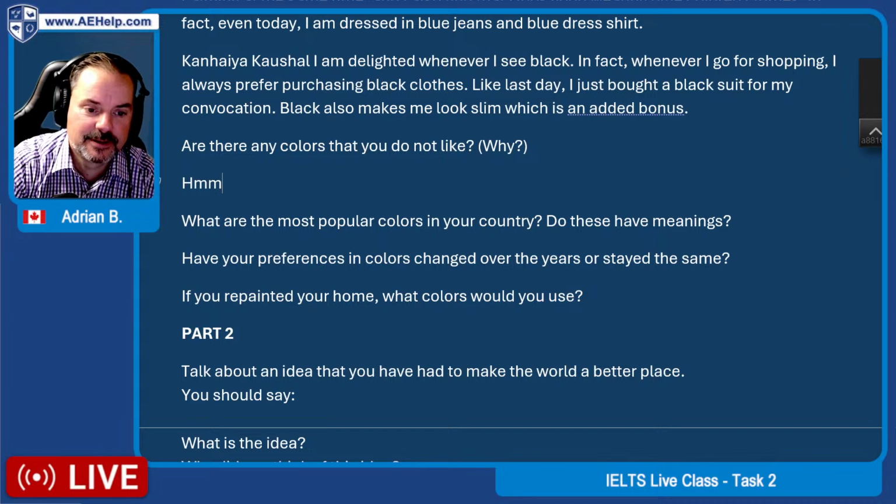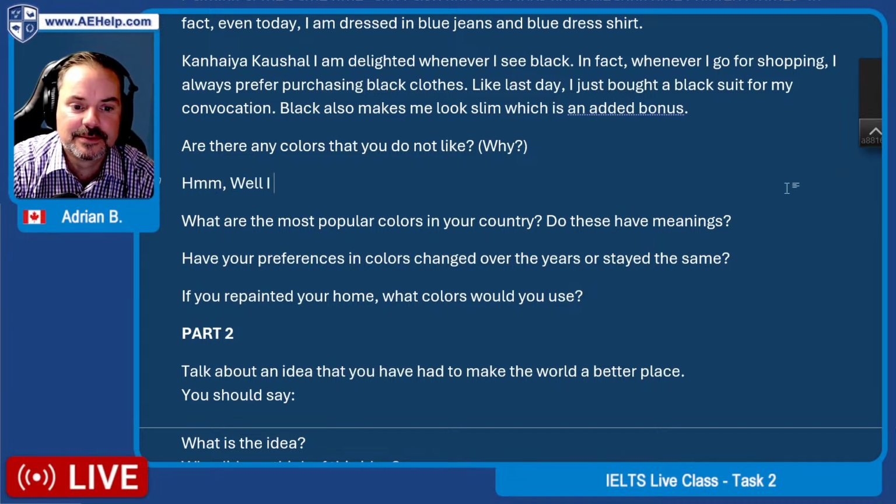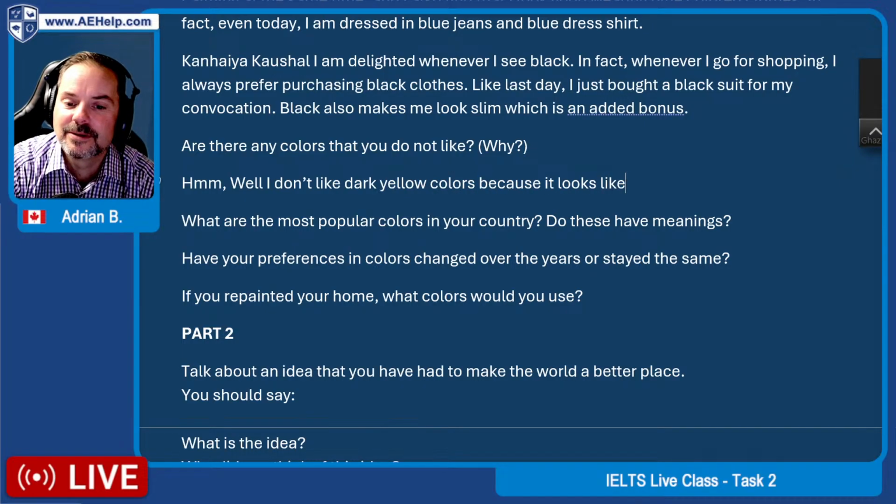Well, I maybe don't like black and dark yellow color because it looks dull, and black makes me feel tired more. So I prefer maybe fresh colors that give energy.